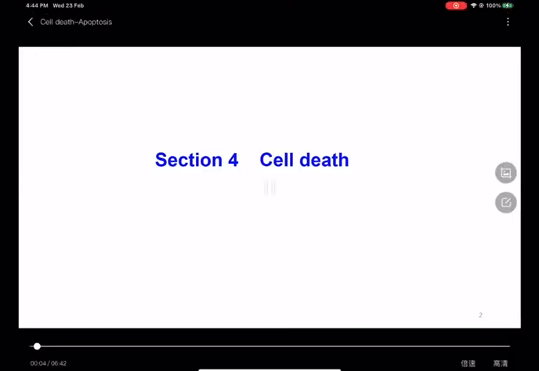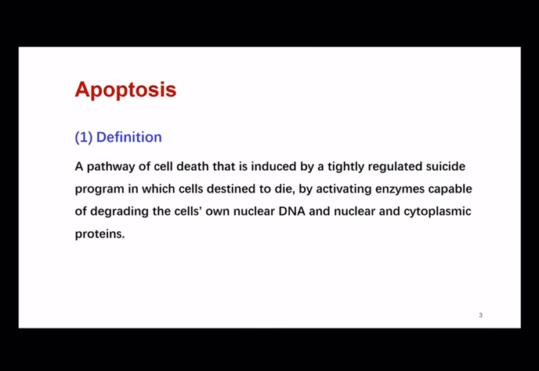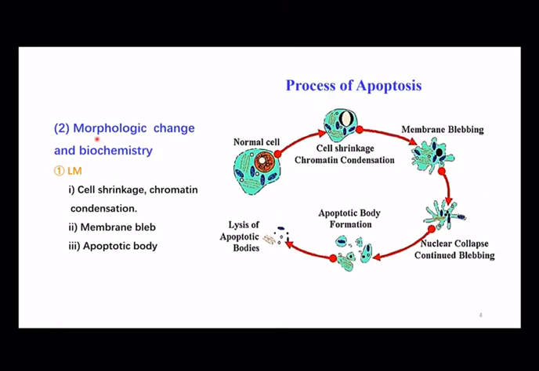Hello everyone. This time I will introduce another form of cell death, apoptosis. The definition of apoptosis is a pathway of cell death that is induced by a tightly regulated suicide program in which cells destined to die activate enzymes capable of degrading the cell's own nuclear DNA and nuclear and cytoplasmic proteins.